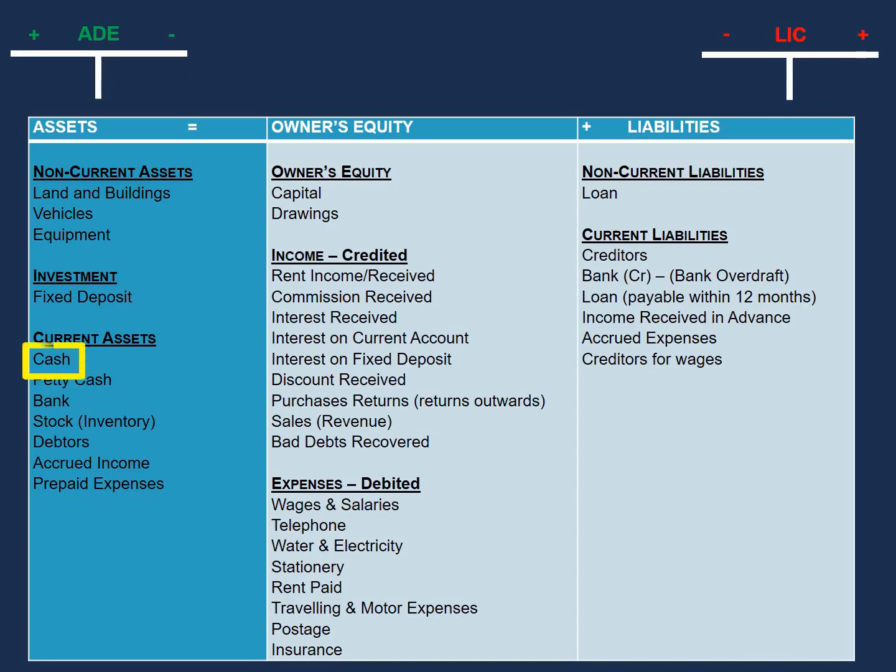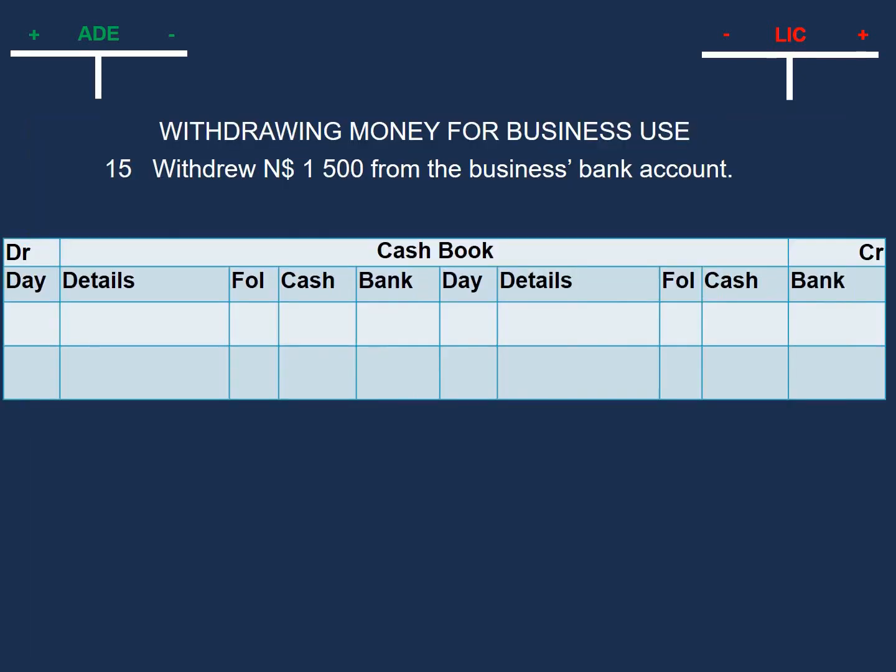And our cash will be increasing because the business will be receiving the money, and our cash is an asset and our asset increases on the debit side. Now let's go and enter this transaction. So we would firstly credit our cash book with 1,500.